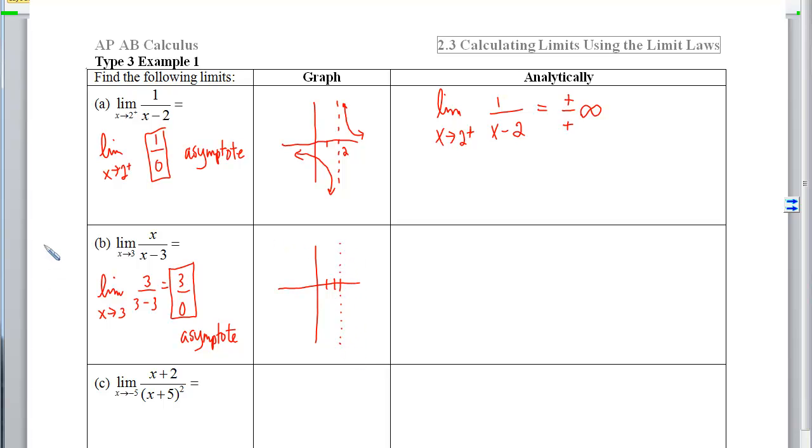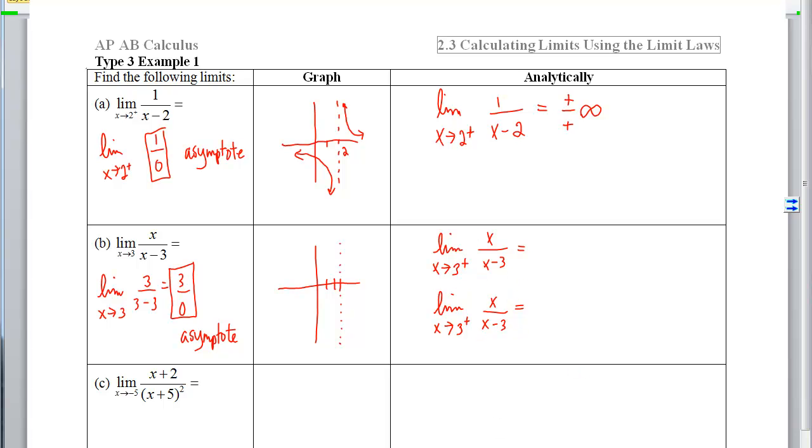So as I approach that 3, notice that I'm approaching the 3 from both sides. Because it is an asymptote, I have two options. I can approach from the right, or I can approach that 3 from the left. Again, I know it'll either be a positive infinity or a negative infinity because I've determined that I have an asymptote. So I really just need to examine the signs.